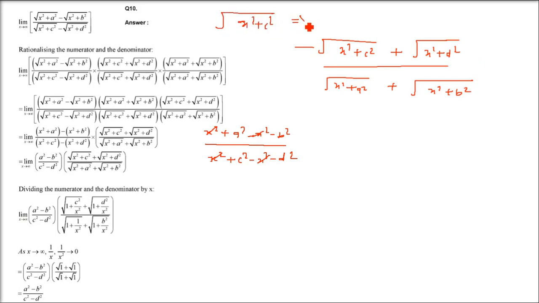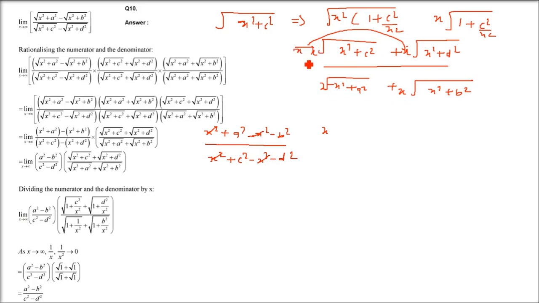So you have x square plus c square here, take x square out, you have 1 plus c square by x square, under root. Now this x you can take outside. Here also the same thing, x from the denominator. So x you can take outside from both the terms. So what do you get inside? Here also you will get x in the denominator, and finally this x gets cancelled.